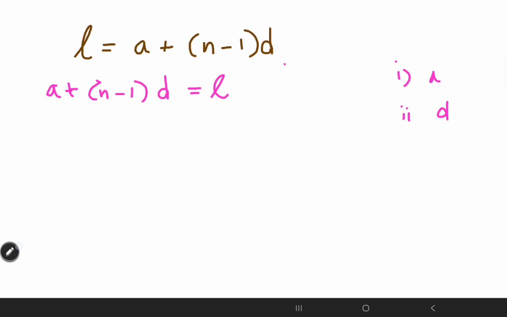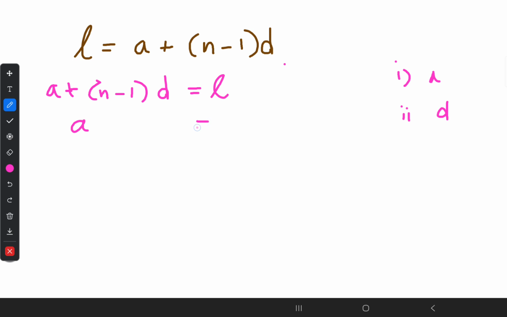Thereafter, to bring A, just think about it. A is a separate one, n minus 1 into D is a separate one. So you can write A itself equal to L minus n minus 1 into D. No need for the expansion of the algebraic quantity here. You can keep it as it is. The positive n minus 1 into D whole quantity became negative n minus 1 into D. So this would be the answer for the first question.